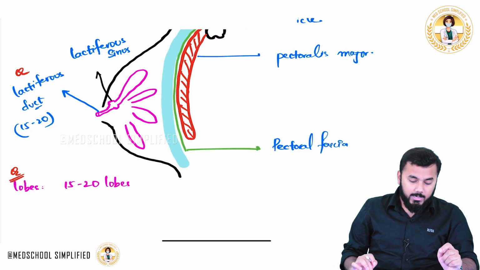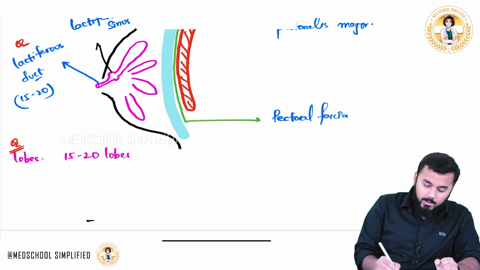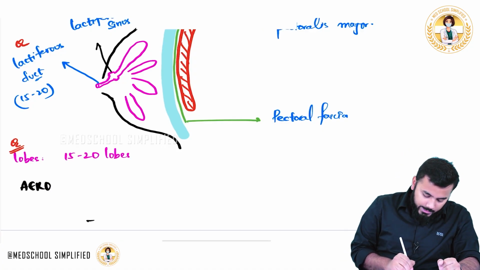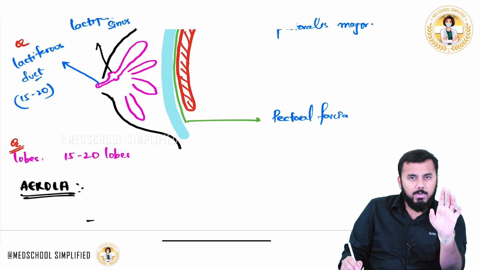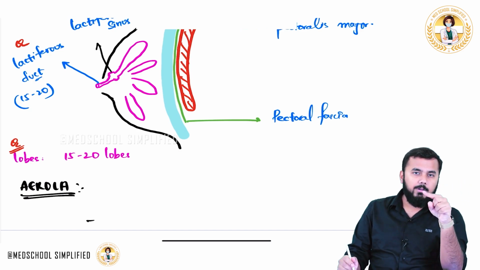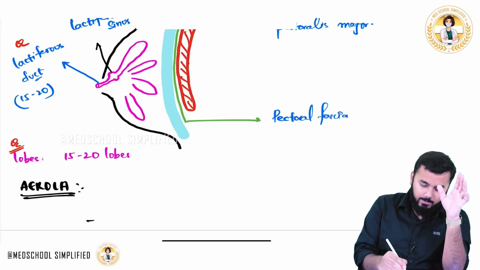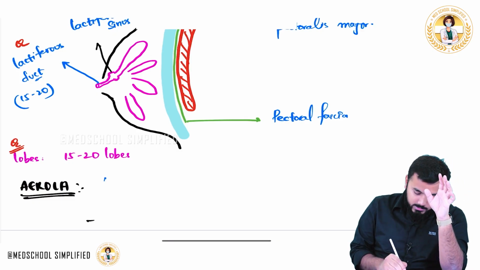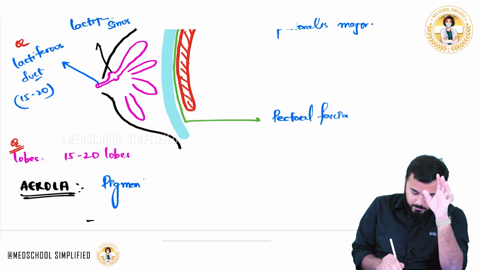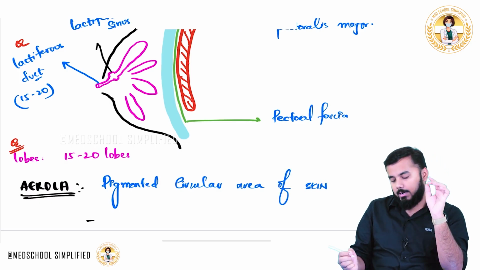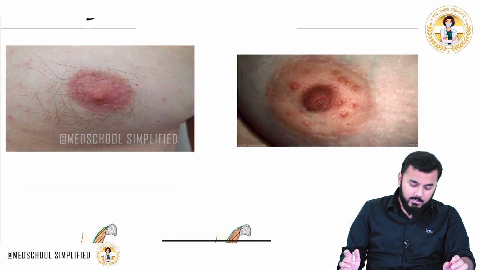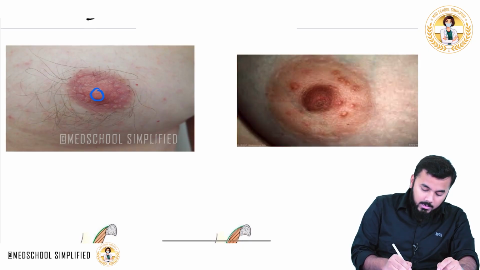Next important thing is regarding the areola. What is the areola, guys? All of you know what the nipple is. Surrounding the nipple, you have got a hyperpigmented area, and that is called the areola. So the areola is a pigmented circular area of the skin. Look at this. This part is called your nipple, and surrounding the nipple, whatever is there, is called your areola.